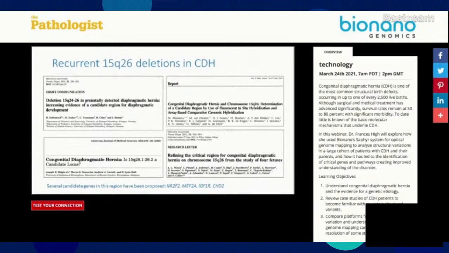So this region is quite interesting to us in chromosome 15q26. Back in the early 2000s, this region was first postulated to be a recurrent chromosome hotspot for CDH, and a number of papers have been published identifying patients with deletions in this region. People have speculated on which candidate genes in this recurrent deletion region may be responsible for the CDH phenotype.